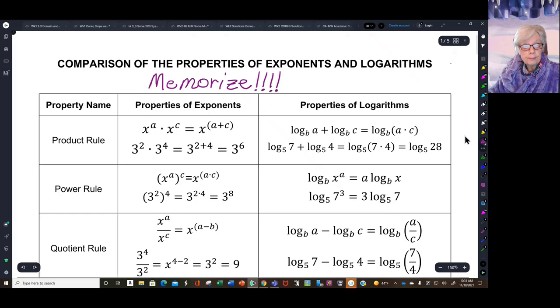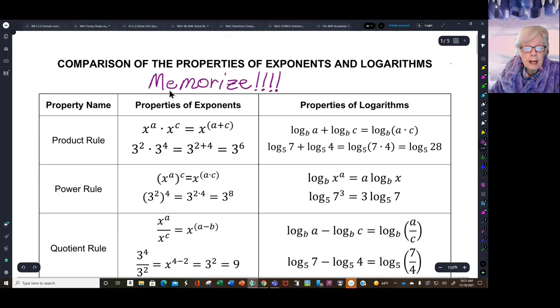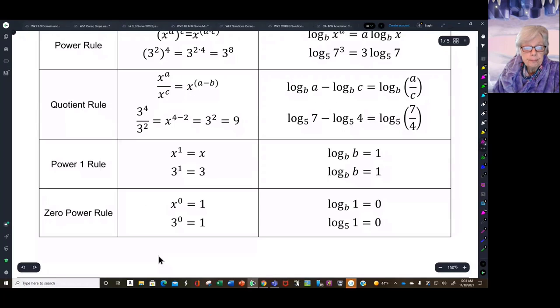Okay. All right, today we start the hard stuff. It's going to take concentration on your part. This is a table. You can see that. What we have here is something you already know on the left here or in the middle. These are the properties of exponents.